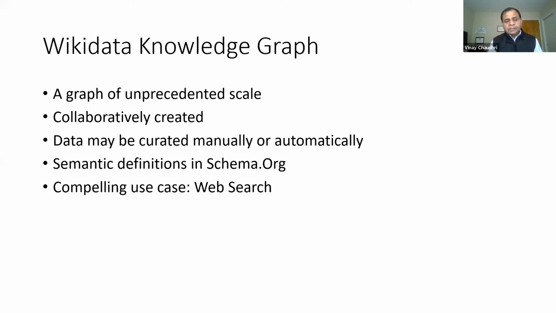And finally, the data in this knowledge graph has a clear, compelling use case, which in this case happens to be web search, which has billions and billions of users and billions of queries, which by itself is sufficient to justify its existence and further development. But there are other use cases for Wikidata. There are organizations out there which are using the information available in Wikidata for multiple purposes.